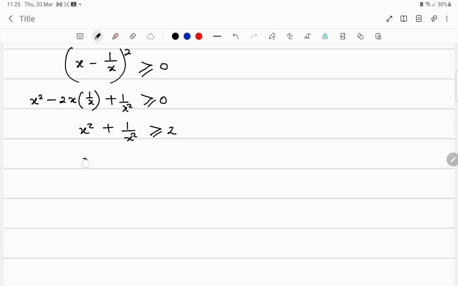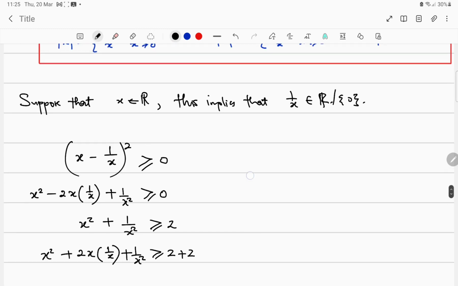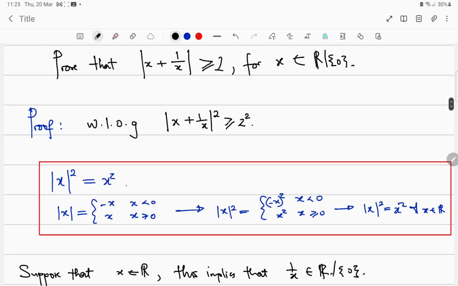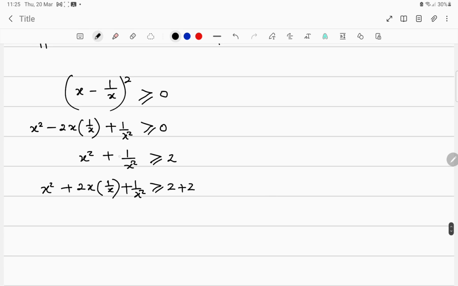So by adding 2 both sides, we have x squared plus 2x by 1 over x plus 1 over x squared is greater than or equal to 2 plus 2. We just added 2 both sides there. The thing is, we know where we are supposed to go, so we should push what we know to where we are going. You can actually see that we want to prove that x plus 1 over x squared is greater than or equal to 4. So that's why we are manipulating this to what we want to see, right?